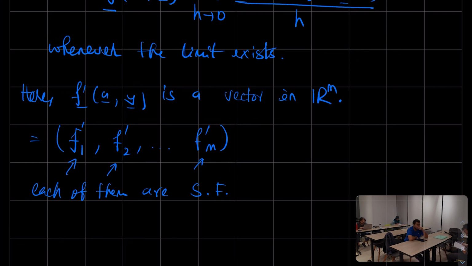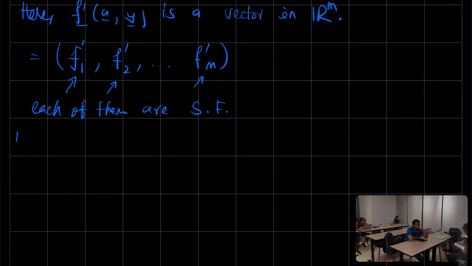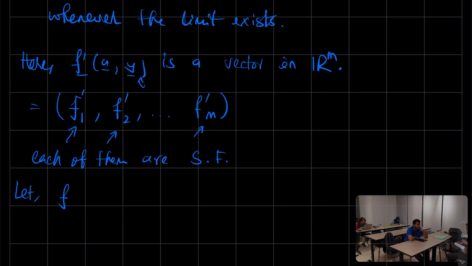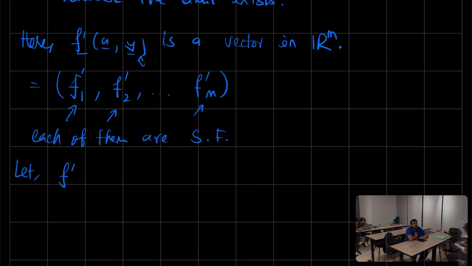Each of them are derivatives of scalar fields with respect to y. Because they are also Rn to R, it's Rn to Rn. Okay, so sorry. Let Fk denote the kth component of F.